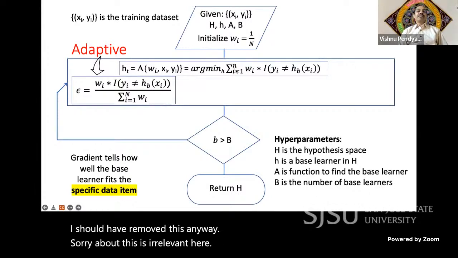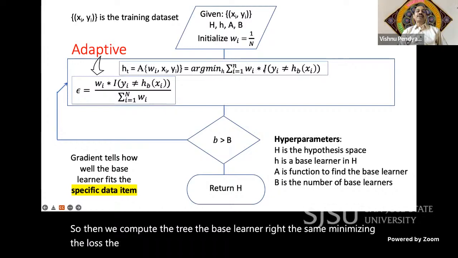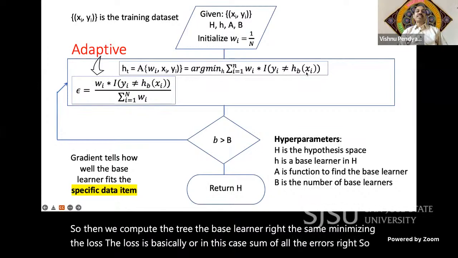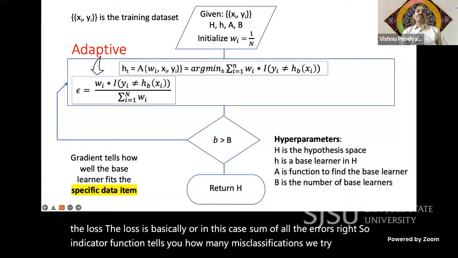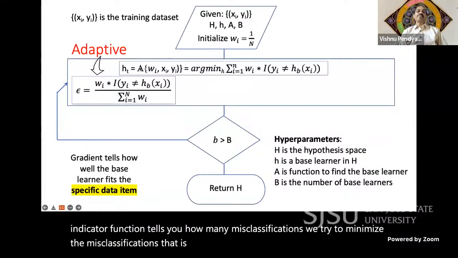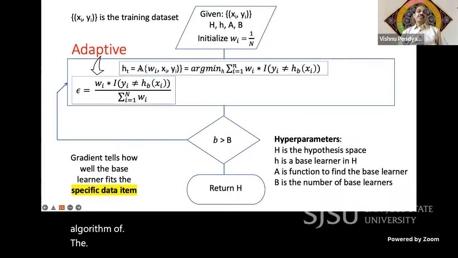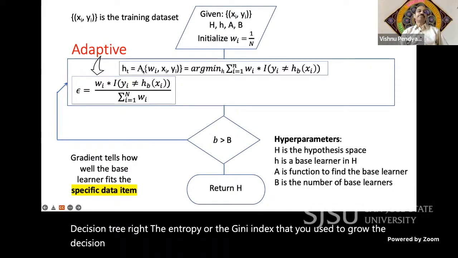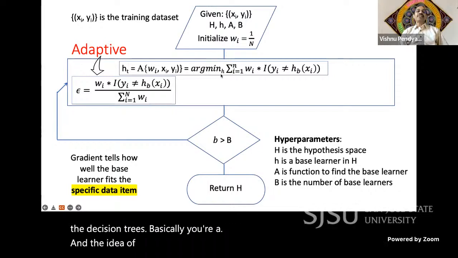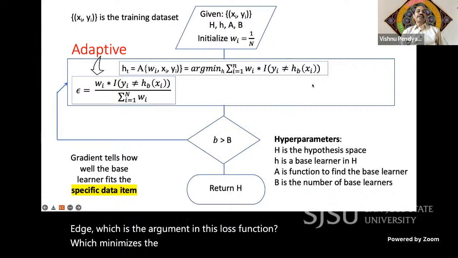So then we compute the tree, the base learner, right? The same, minimizing the loss. The loss is basically, in this case, the sum of all the errors. The indicator function tells you how many misclassifications, and we try to minimize the misclassifications. That is the function of A, which is essentially the algorithm of the decision tree. The entropy or the Gini index that you use to grow the decision tree is basically your A. And the idea of A is to compute the H, which is the argument in this loss function, which minimizes the loss.